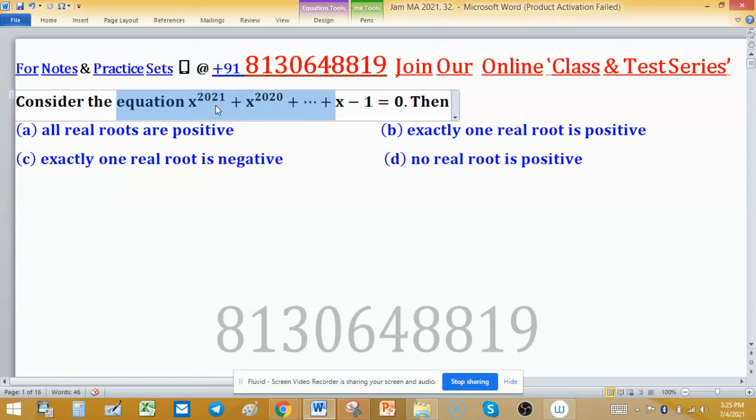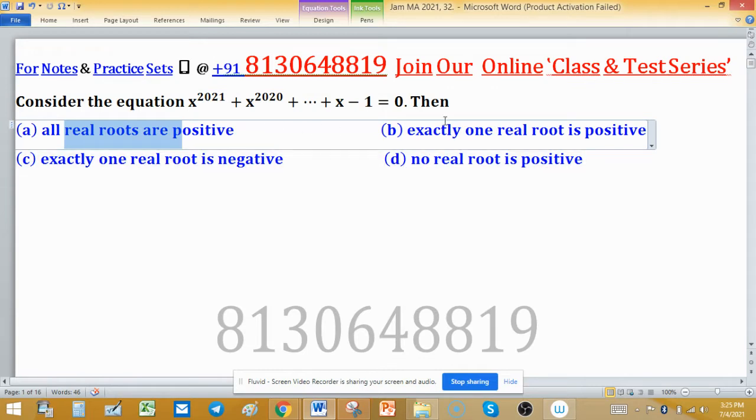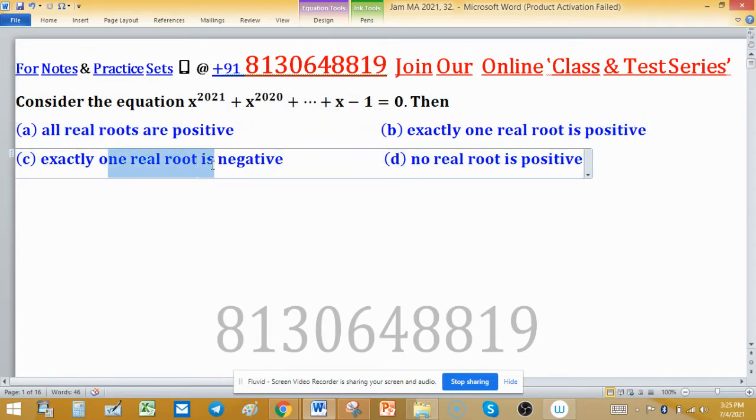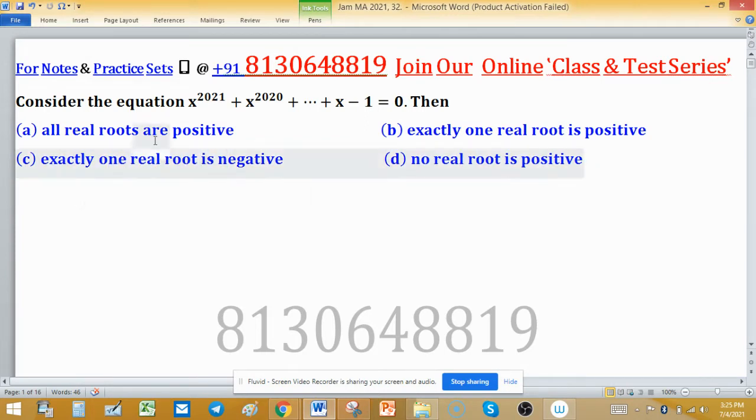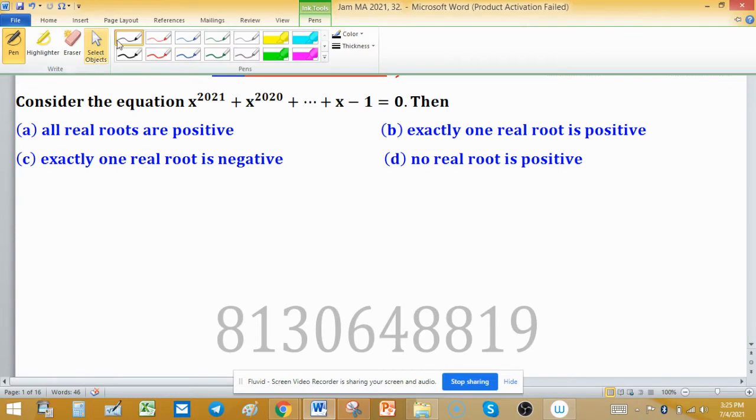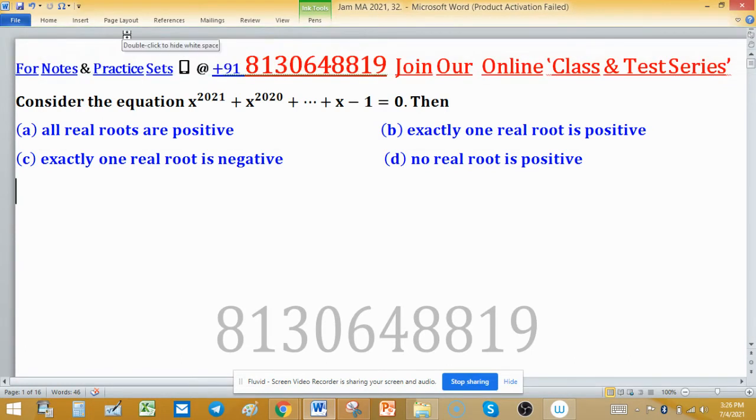x raised to the power 2021 plus x raised to the power 2020 plus and so on up to x minus 1 equal to 0. Then all real roots are positive. Exactly one real root is positive. Exactly one real root is negative, and no real root is positive. So this problem is related to roots and how many roots, and the nature of the roots.